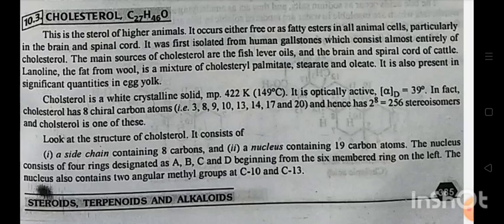Look at the structure of cholesterol. It consists of a side chain containing 8 carbons and a nucleus containing 19 carbon atoms. The nucleus consists of 4 rings designated as A, B, C and D, beginning from the 6-membered ring on the left. The nucleus also contains 2 angular methyl groups at C10 and C13.